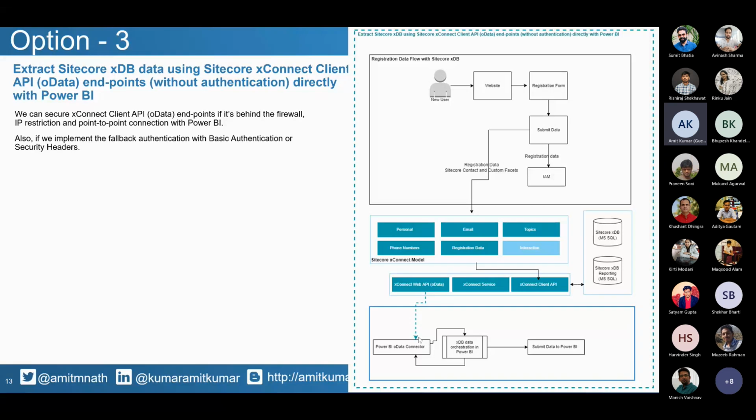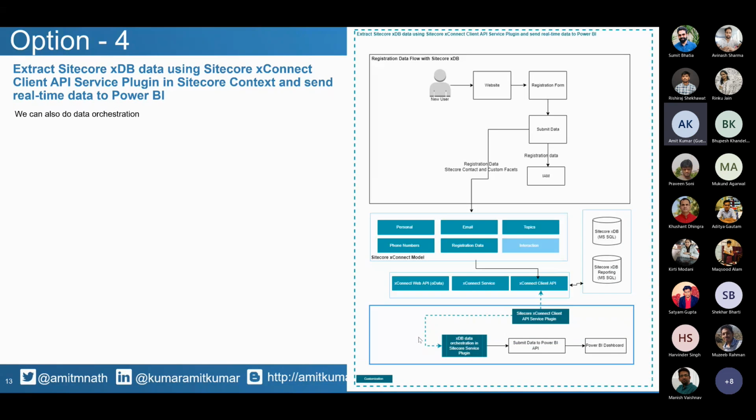That can be disabled, and after that you can put a security layer by enabling the IP level restriction and the behind the firewall type of things with the Power BI, so that your xConnect API will not be exposed or accessible outside of your virtual LAN or something like that. Network related security you need to apply.